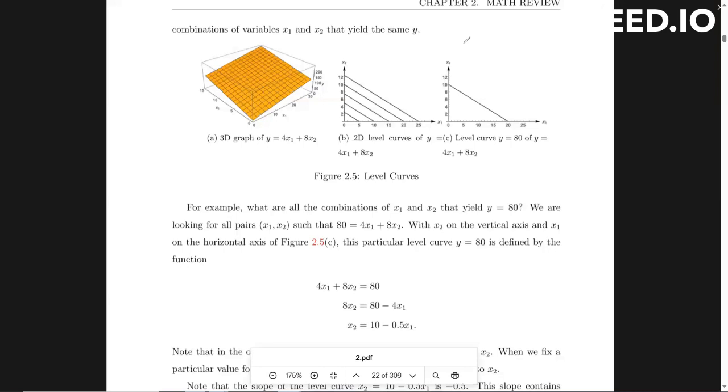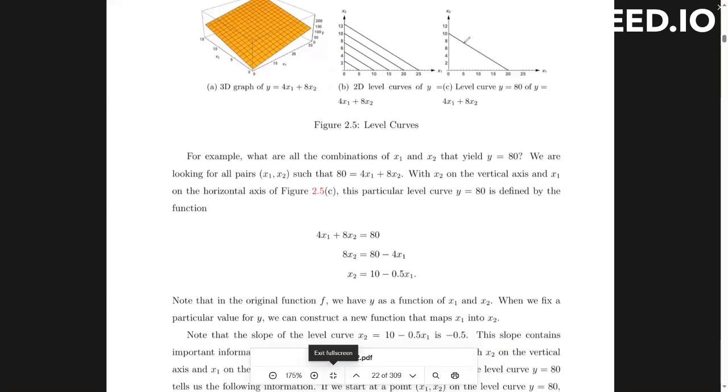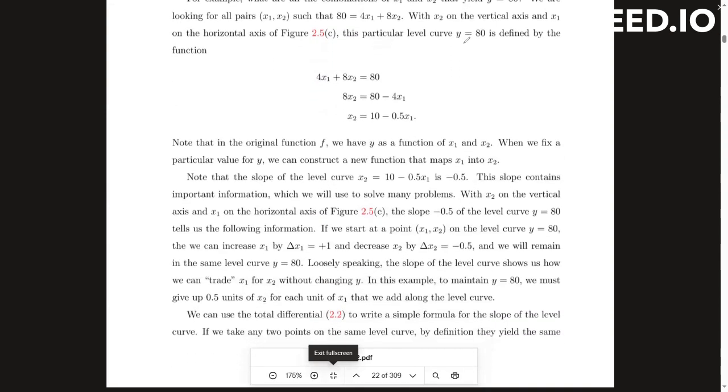Okay, so let's read on here. For example, what are all combinations of x1 and x2 that yield y equals 80? We just did that. So we're looking for all pairs, and then they do the little outline right there.